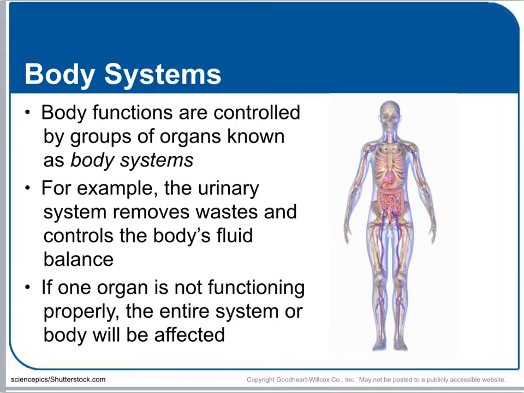Body functions are controlled by groups of organs known as body systems. One example of a body system is your urinary system that removes waste and controls the body's fluid balance. If one organ is not functioning properly, the entire system or the body will be affected, and the body will do whatever it can to regain homeostasis.